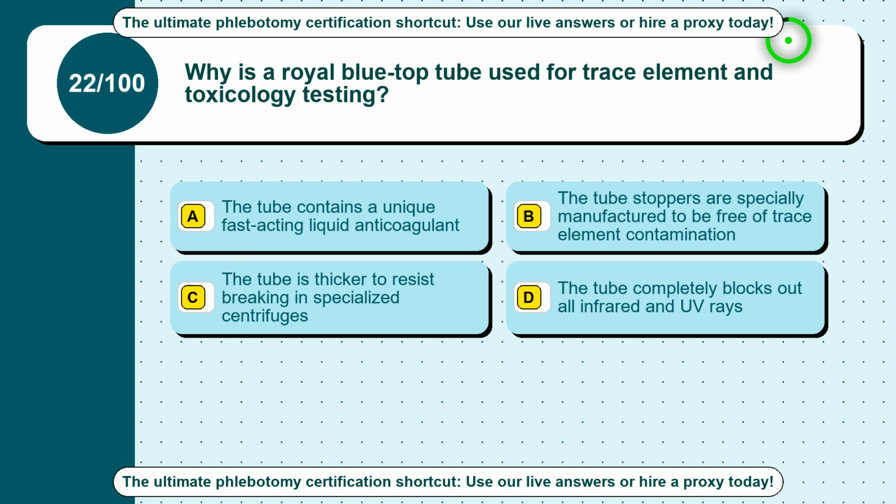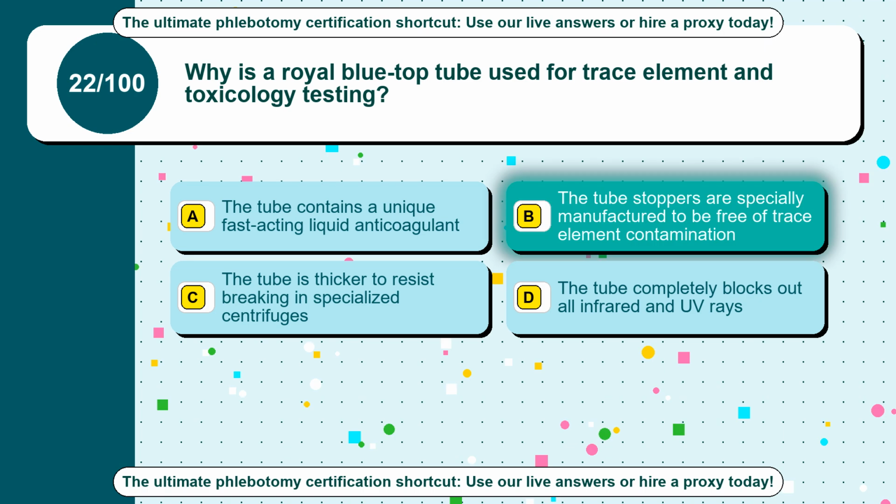Question 22. Why is a royal blue top tube used for trace element and toxicology testing? Option A. The tube contains a unique fast-acting liquid anticoagulant. Option B. The tube stoppers are specially manufactured to be free of trace element contamination. Option C. The tube is thicker to resist breaking in specialized centrifuges. Option D. The tube completely blocks out all infrared and UV rays.